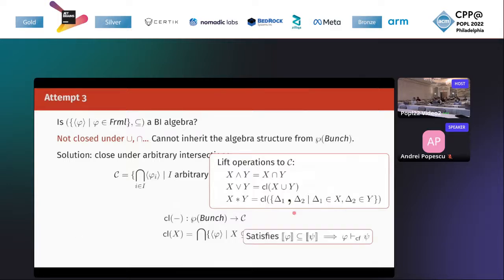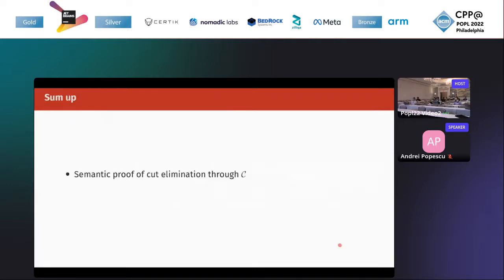Finally, this model satisfies the property that we want. If the interpretation of phi is included in the interpretation of psi, then phi proves psi without the cut rule. Then, if a sequent phi proves psi is derivable, we know that the interpretation of phi is going to be included in the interpretation of psi, which will give us a cut-free proof of the same sequent. To sum up, this gives us a semantic-based proof of cut elimination by going through this algebra C.